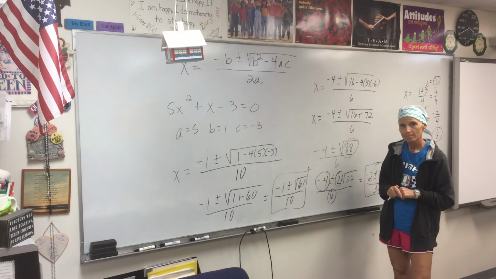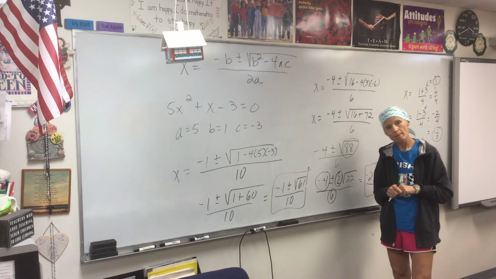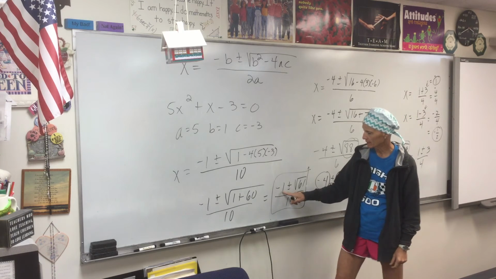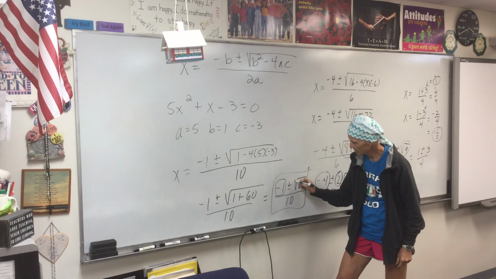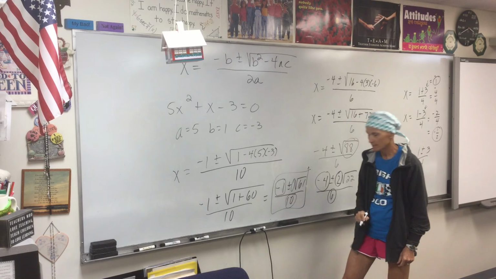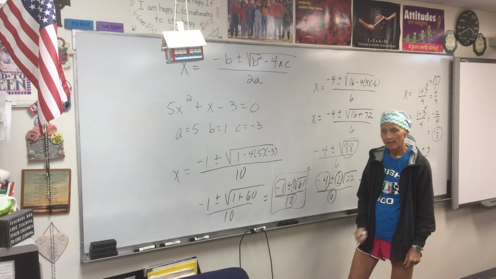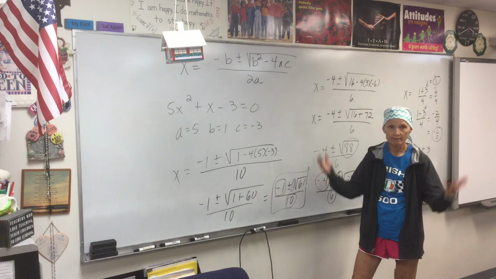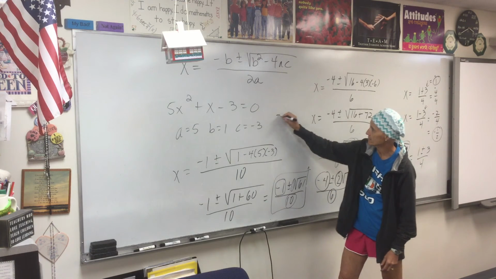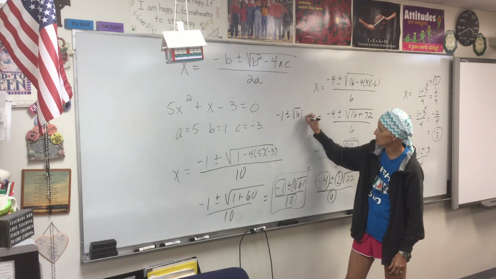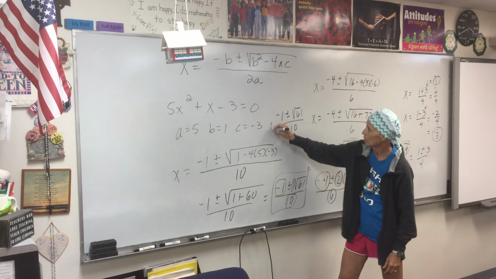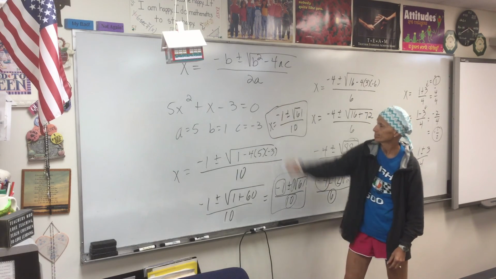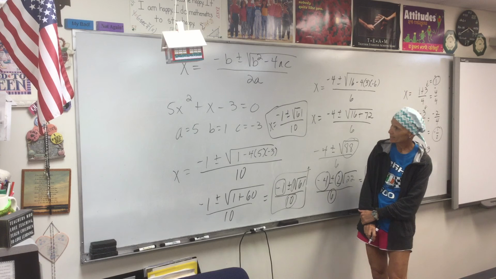It just stays put. No canceling, because remember, in order to cancel, you have to be able to cancel this position, and this position. And I have a -1, a 1, and a 10, and nothing cancels. So therefore, your answer is -1 plus or minus root 61 over 10. Okay, good job.